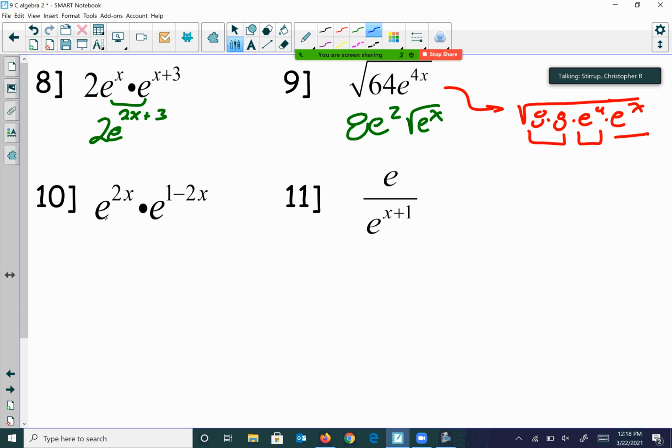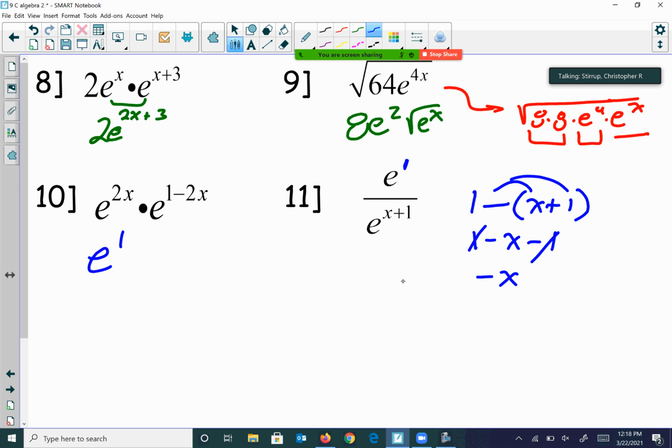Number 10, like bases, we're going to add the exponents. So I get 2x minus 2x, that's 0. So I wind up with e to the first, and that's done. And then if I had this, I have to recognize that I have e to the first on top. So I am technically doing a tug of war, but what I'm really doing is I'm going 1, subtract x plus 1, distribute the negative over the parentheses. So those cancel, so I get negative x. So e to the negative x is equal to 1 over e to the x.